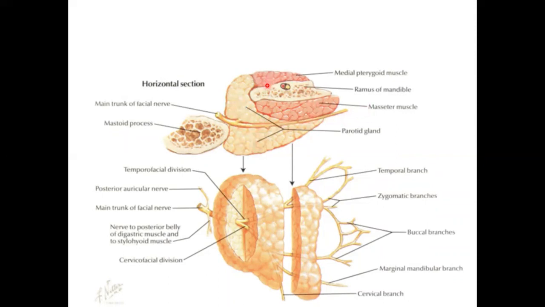And then it's also showing you the ramus of the mandible, as well as your masseter muscle and the medial pterygoid muscle. Those are two muscles of mastication. Those are innervated by V3, so a branch of trigeminal nerve. And again, they're just showing you the different branches of facial nerve as it's piercing through your parotid gland to go out and innervate those muscles of facial expression. So you get a better 3D idea of what's happening.